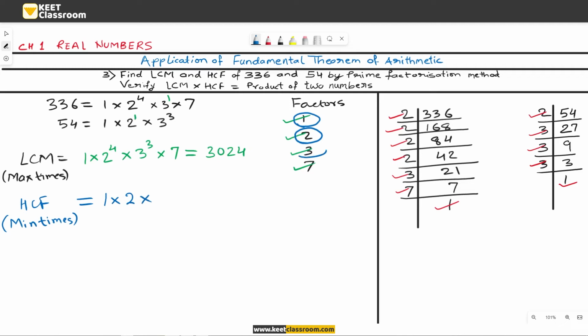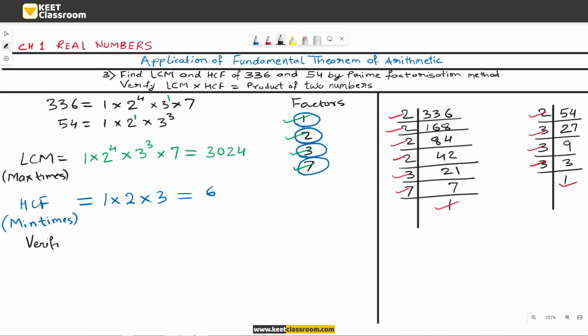Now, the next factor is 3. 3 is present 1 time in 336 and 3 times in 54. Therefore, the minimum presence is 1 time. Therefore, it is taken in HCF. And now, lastly, the factor 7. 7 is present 1 time in 336 and absent in 54. Therefore, it will be absent in HCF. Now, multiplying the factors that are selected for HCF, we get 1 into 2 into 3, that is 6.